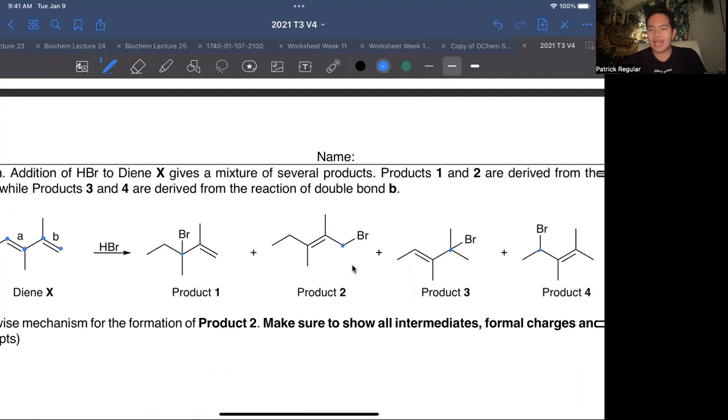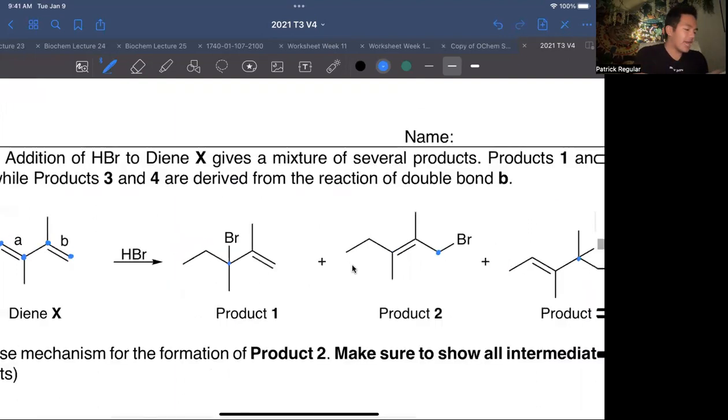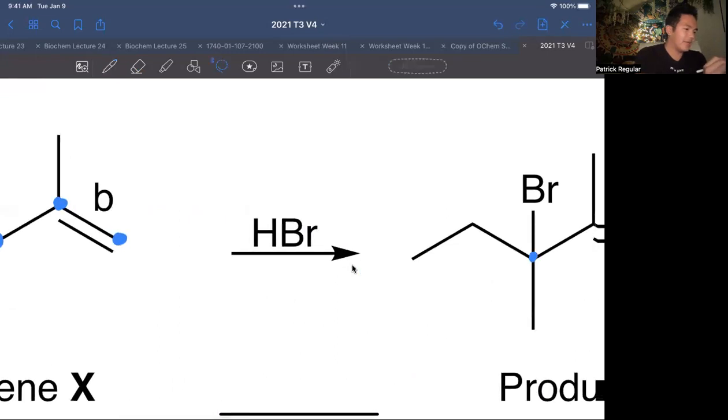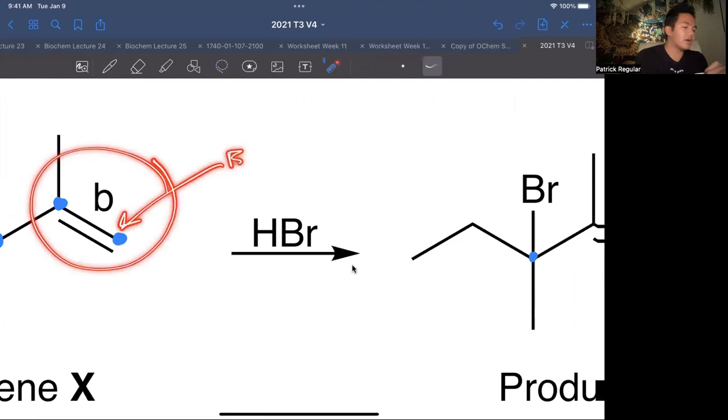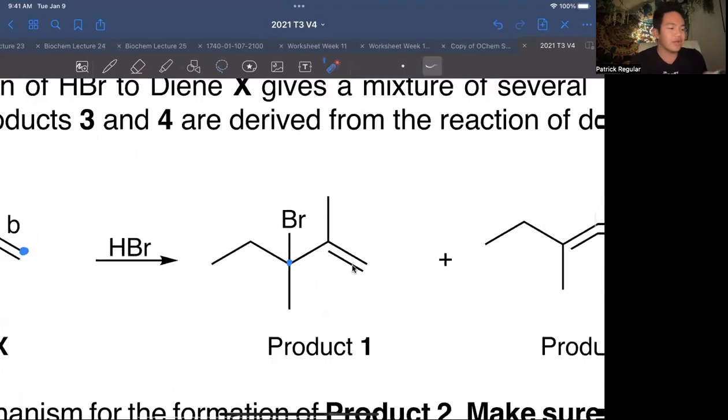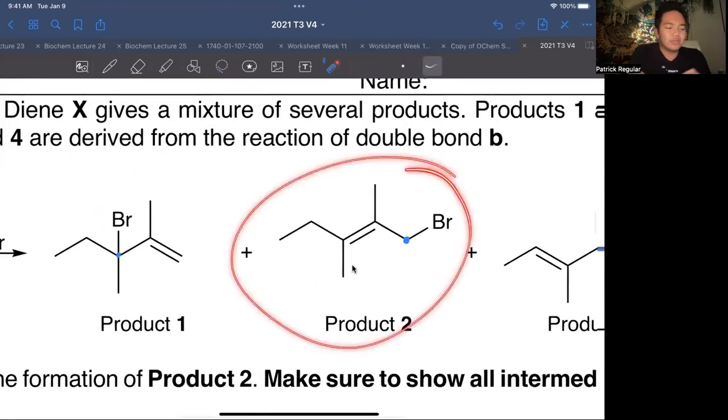You might be thinking, how is that possible? Because if we add our HBr normally, shouldn't the H always go in the less substituted? For example, if we were to add on HBr to this one, right? There's absolutely no way Br can go there because that's where the H would go. Yet product 2 does exactly that.